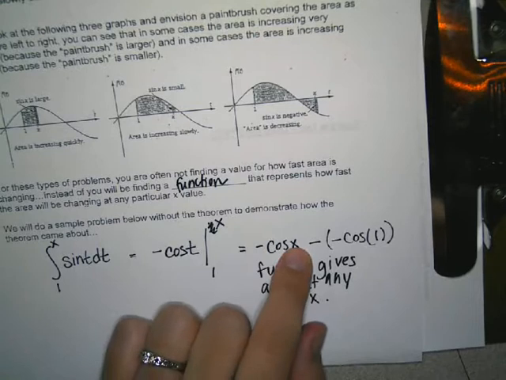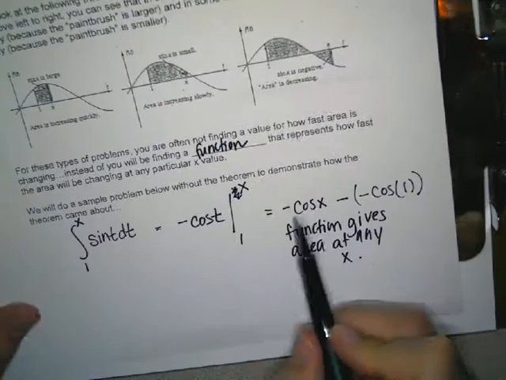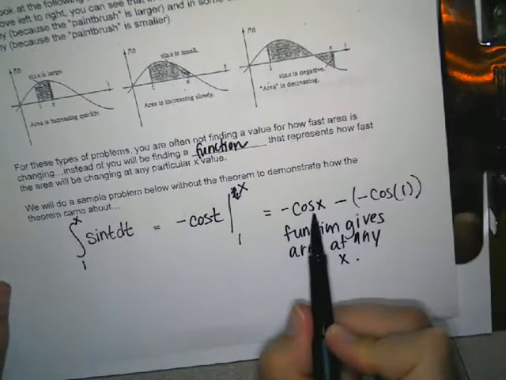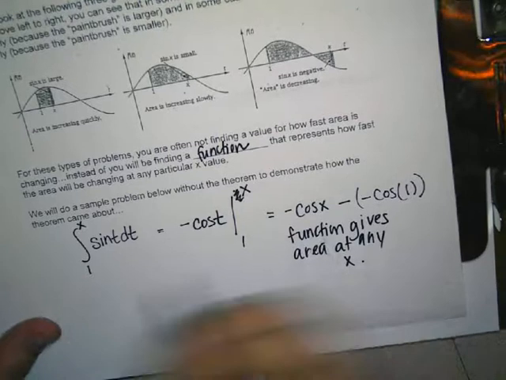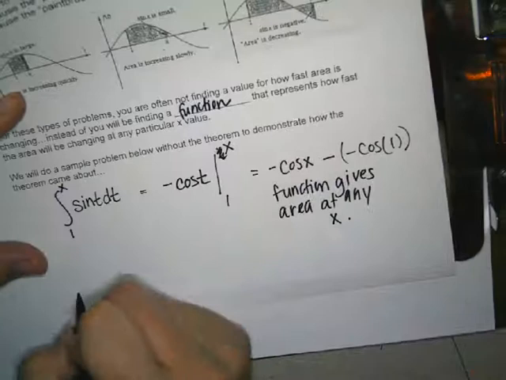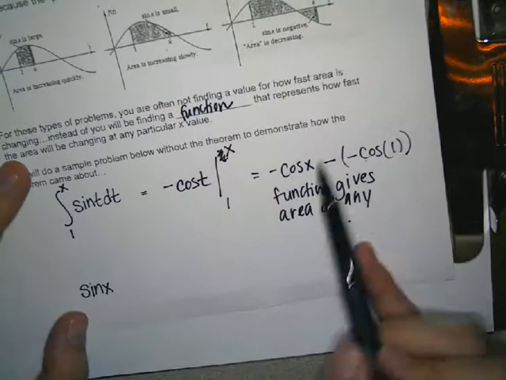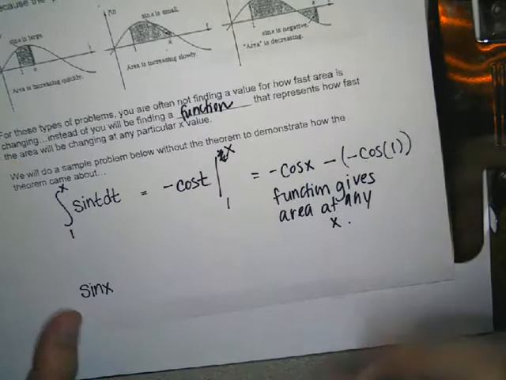So now I'm going to take the derivative of that. The derivative of negative cosine is sine, because the derivative of cosine is negative sine, so the negatives would cancel. So you get sine of x. And then the derivative of that value is, hold on.